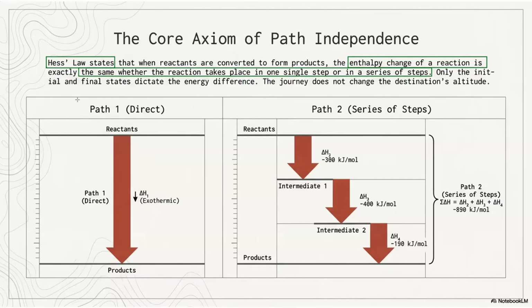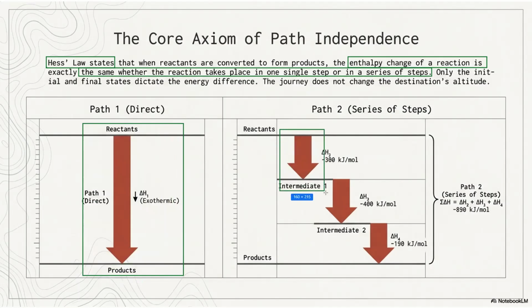Now, let's say we have a path 1. So the path 1 straight away converts from reactant to products in here. So let's say this is an exothermic reaction that takes only one step. However, there is an alternative path, where in the path 2, you have, let's say, A becoming B, B becoming C, and C becoming D.